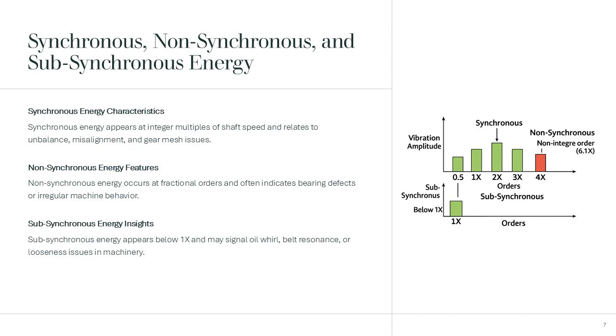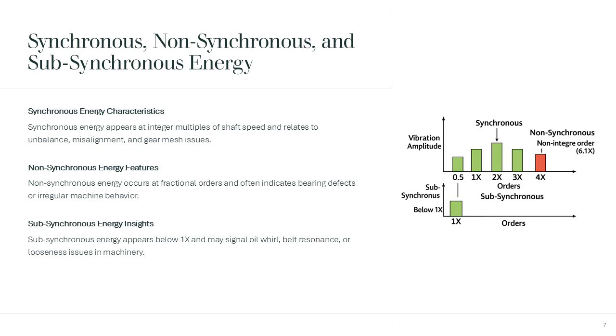These green peaks at 1x or 1 order, 2x or 2 orders, 3x or 3 orders. These are integer multiples of shaft speed. They are called synchronous energy, directly tied to shaft rotation. Typical real causes: 1 order unbalance, 2 orders misalignment, 3 orders and higher harmonics looseness, distortion, resonance. Vibration analysis Category 2 rule for this is integer orders is shaft-related forcing.